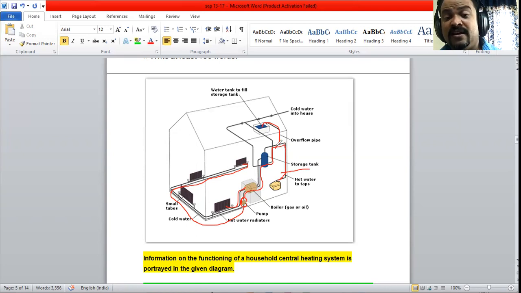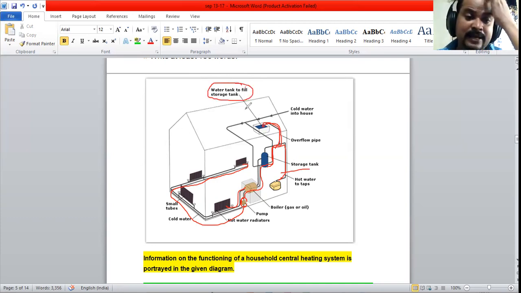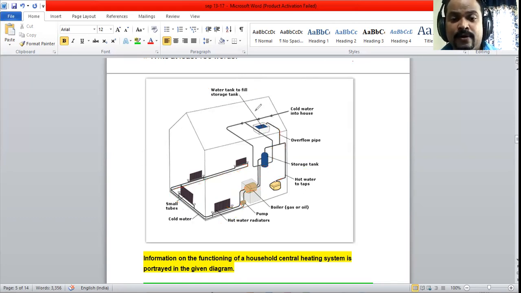So the pumped water will go and get stored in this water tank. The purpose of this water tank is to fill the storage tank. Once it is full, there will be pressure, and if the storage tank does not have enough water, water will flow from this tank towards the storage tank.